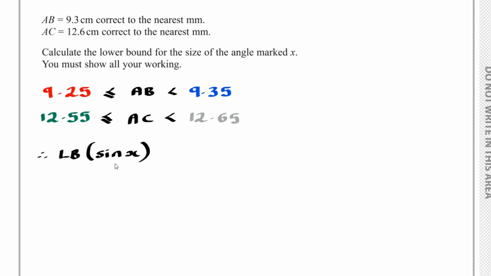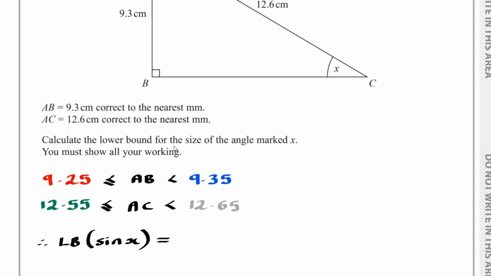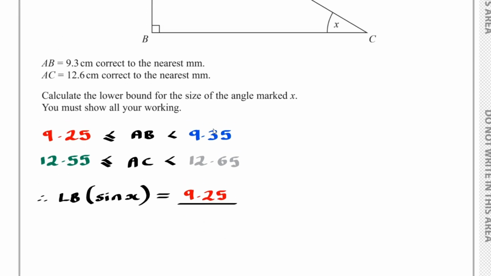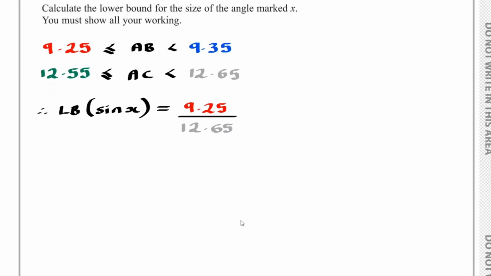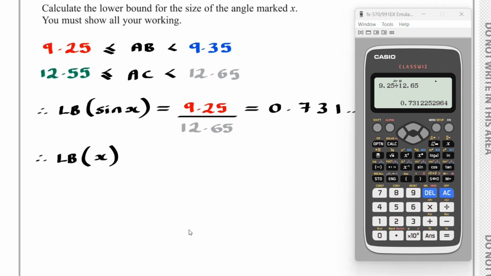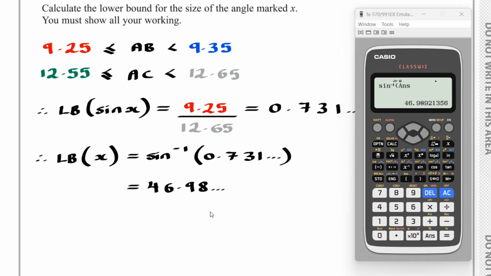So for me to work out the lower bound of sine x, that's equal to the 9.25, the lower bound of the opposite, divided by the upper bound of the hypotenuse, 12.65. So if I work out what this is equal to, 9.25 divided by 12.65, that is 0.731, etc. Which means the lower bound of x is equal to the inverse sine of this 0.731, which is 46.98, etc. degrees.